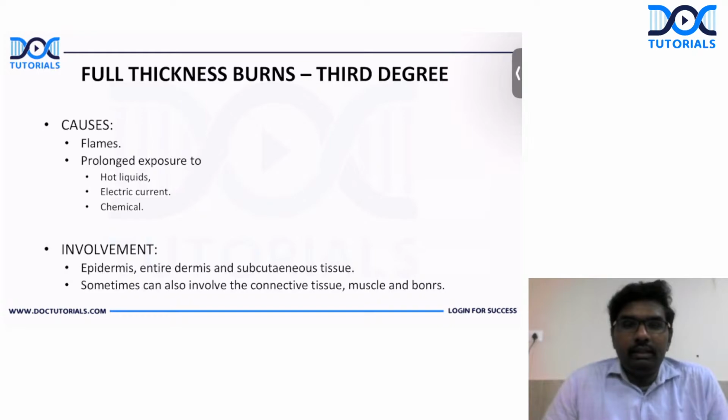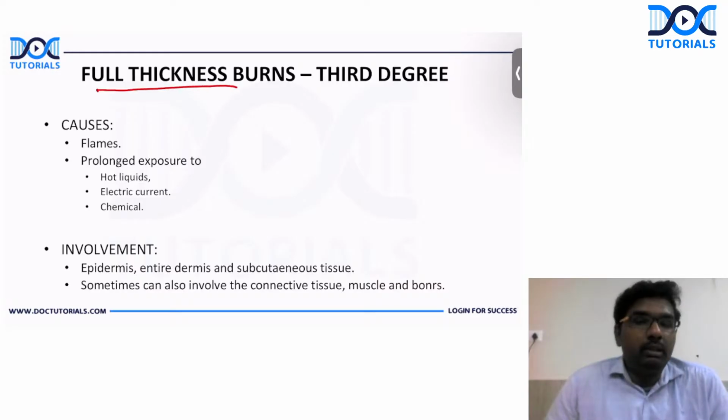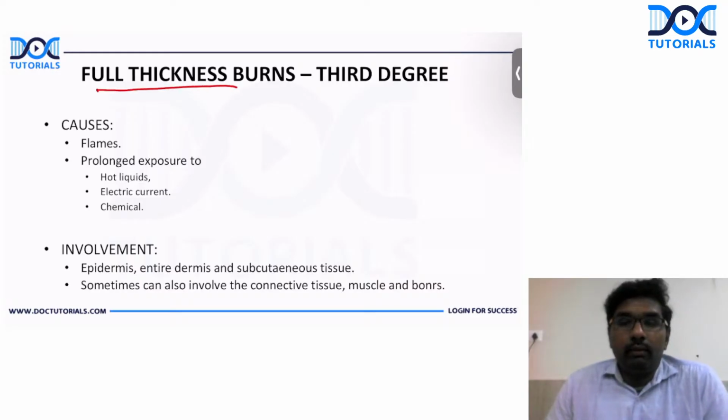Now coming to the third degree burns. Third degree burns are also called full thickness burns. This is caused by exposure to flame and also prolonged exposure to hot liquids, corrosive chemicals, and electric current. So hot liquids, electricity, and corrosive chemicals with increased exposure time can cause full thickness burns.